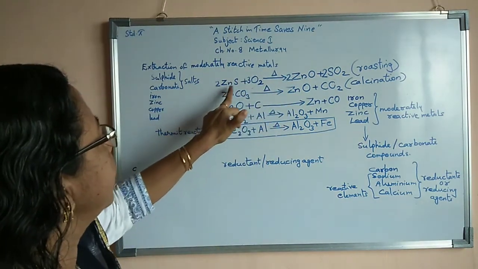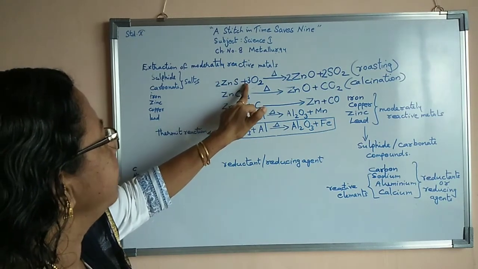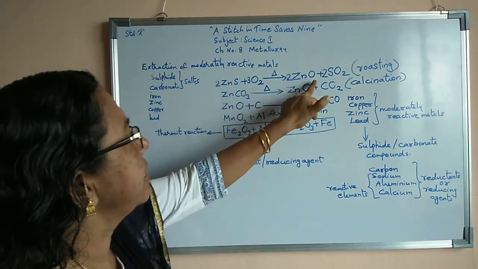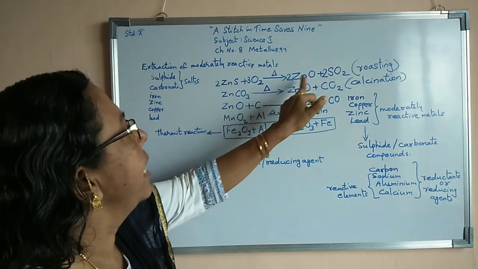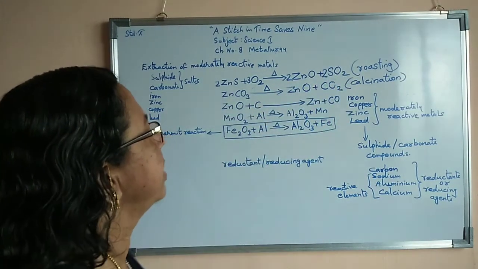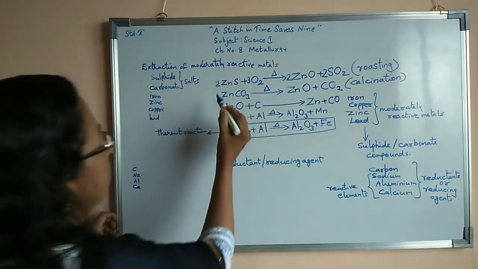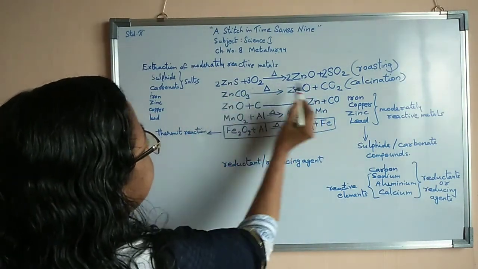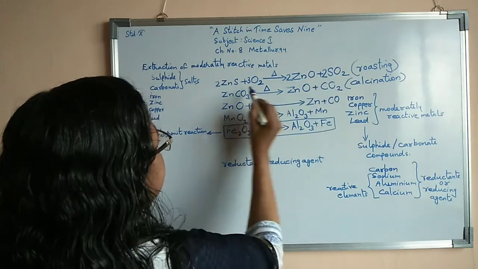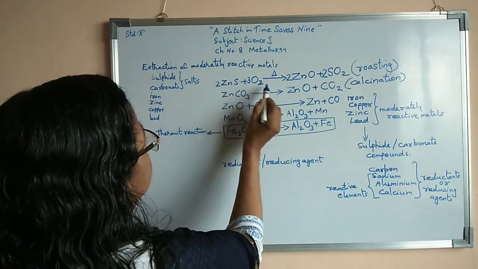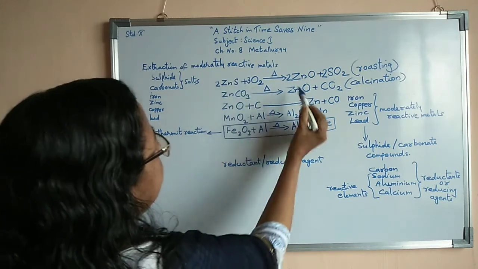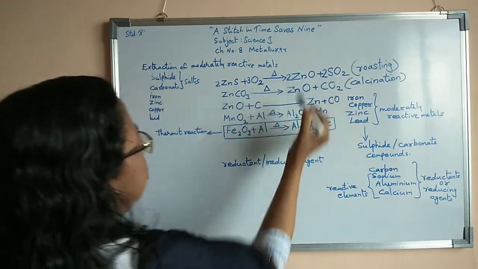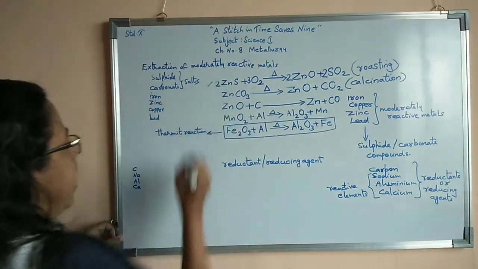So 2 zinc sulfide reacts with 3 molecules of oxygen. 2 zinc oxide as well as 2 sulfur dioxide is forming. 2 Zn, here also 2 Zn, 2S, here also 2S. Now oxygen 3 O2, that means 3 2s are 6. Here now 2 and 2 2s are 4. 4 plus 2, 6. Equation balanced.